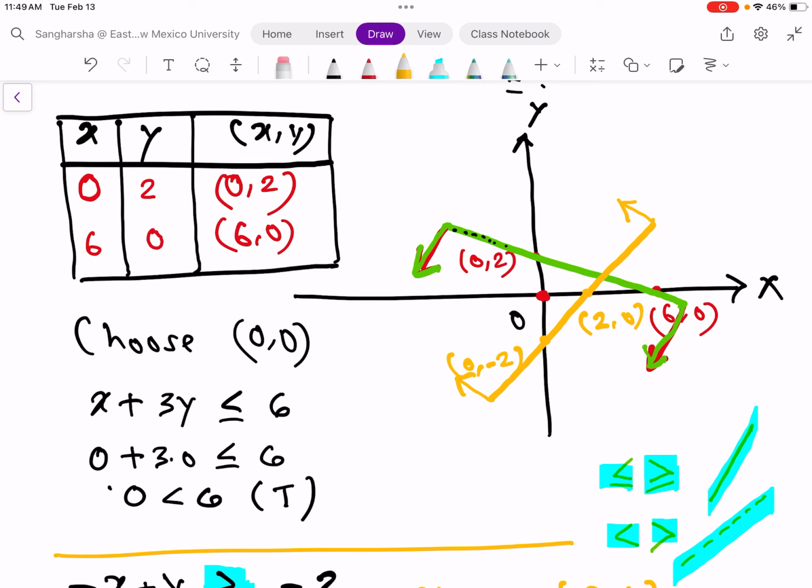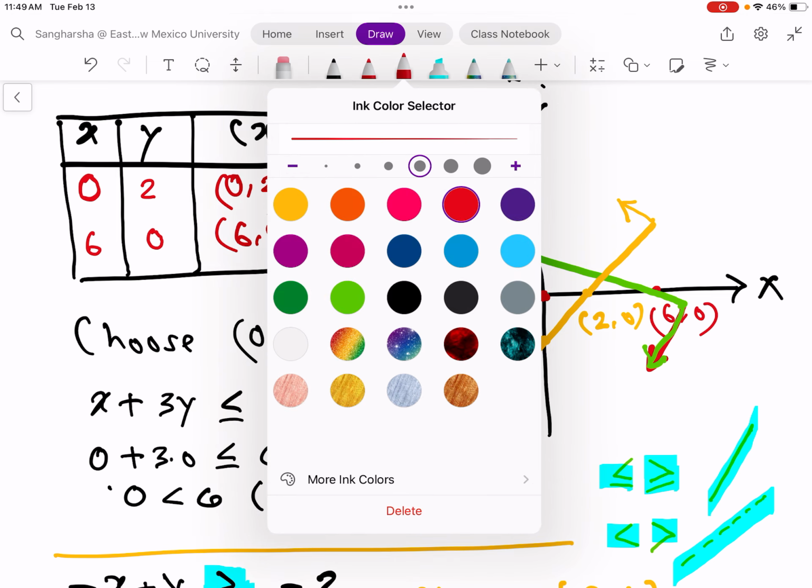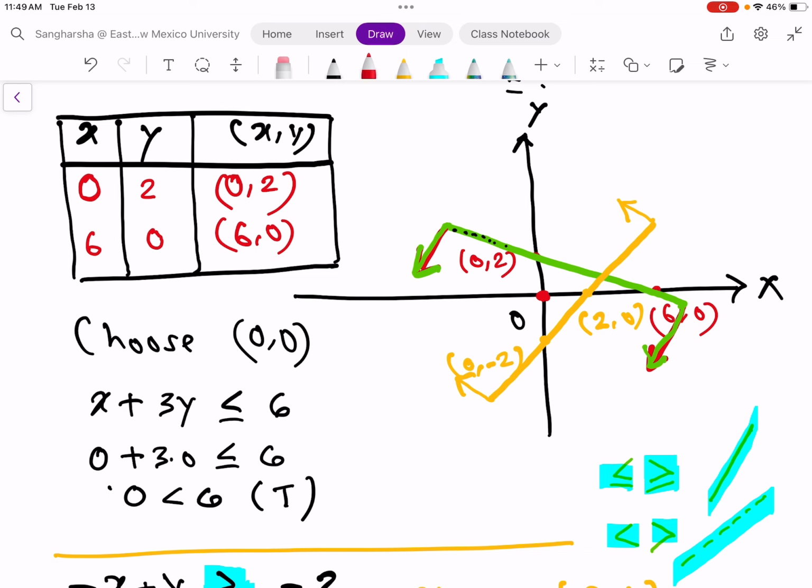We choose 0, 0 as our testing point here. If it is true, you are pointing towards the testing point. If it's false, you are pointing away.